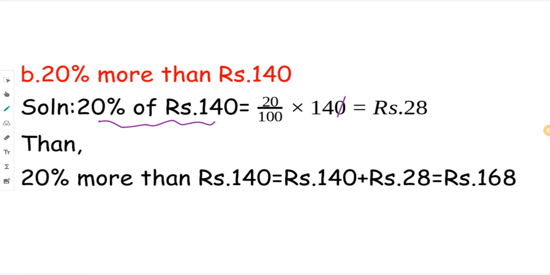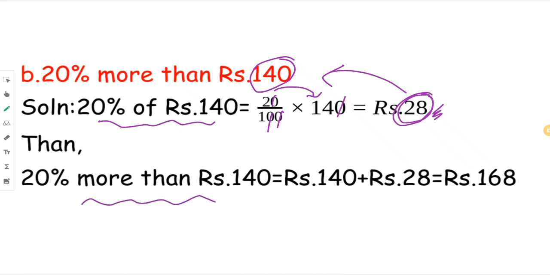So divide this. I'm getting what? 2 into 14, right? So 14 2s, if you multiply, we'll get 28. Now nothing to do. We just have to add this 28 and 140, okay? Add this 28 to 140. So you can see here, 20% more than 140, like I said, rupees 140, I have to add this 28, okay? When you add them, that will be our answer, 168.